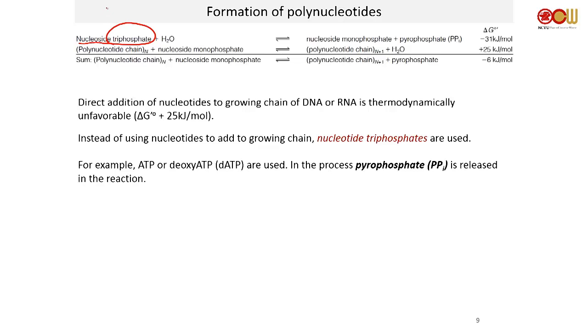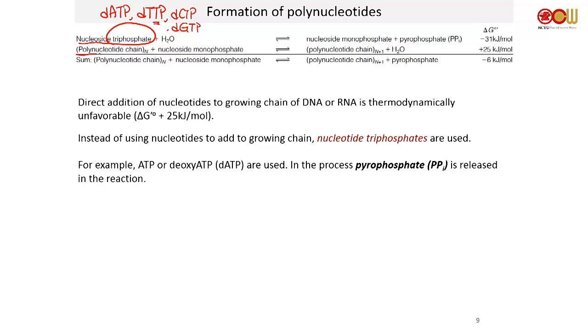For example, dATP, dTTP, dCTP, dGTP. It has to be the TP, triphosphate. Why is that?